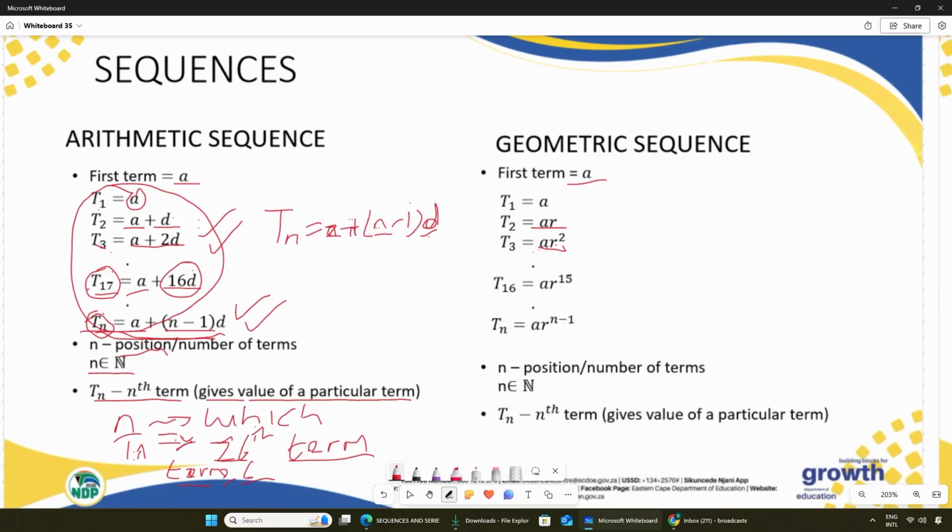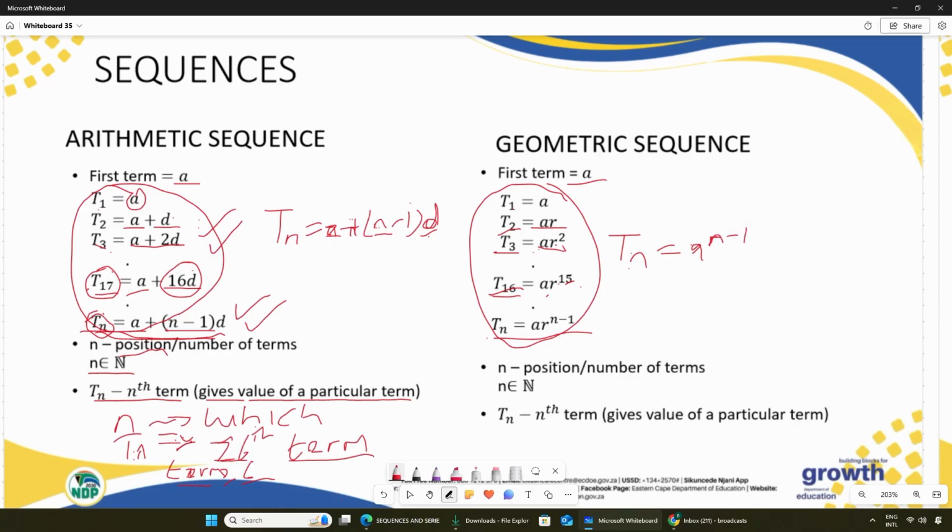Now remember, this is a sequence. We work with prediction. So let's go back. If it's term 1, there is no R. If it's term 2, there is R with the exponent of 1. If it's term 3, there is R with the exponent of 2. If it's term 6, that simply means it will be R with the exponent of 5. So we can reach a general formula where Tn is equal to AR to the power of n minus 1. Learners, you do not have to memorize this, which is the general formula.